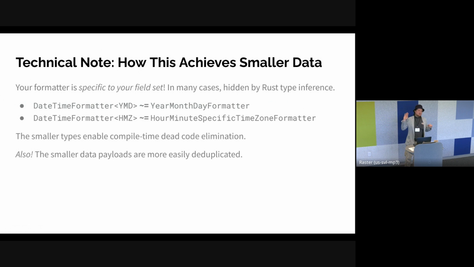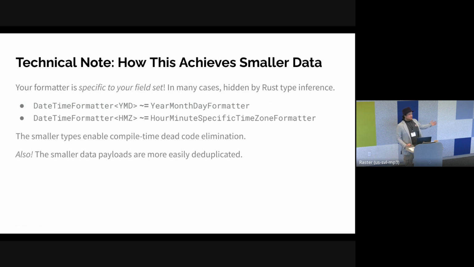If there's anything that you don't need for hours, maybe you don't need to compute the hour period or day period or something like that, that code is not included because it's not needed for a year, month, day formatter. So that's how we achieve the small code size and small data size that I showed you previously.